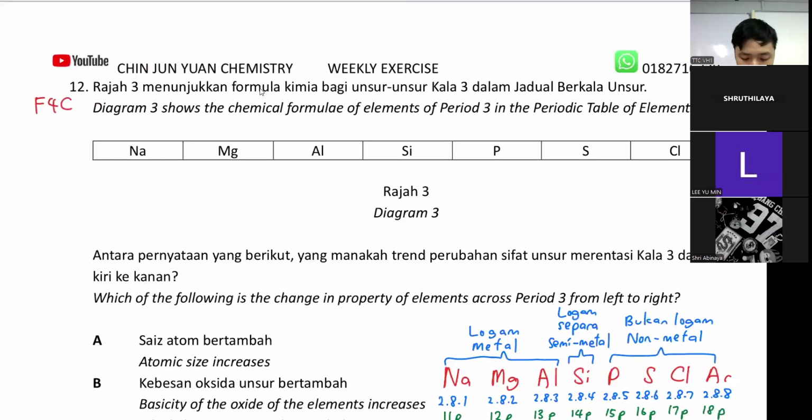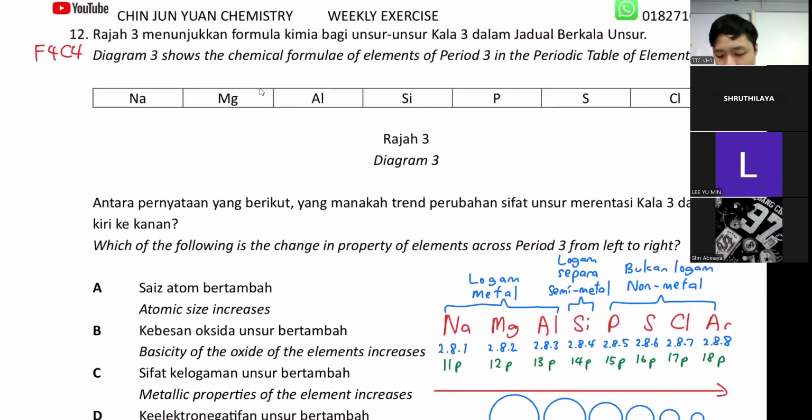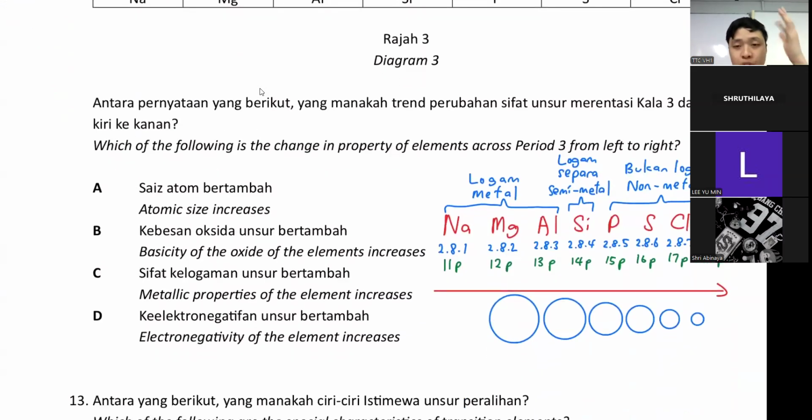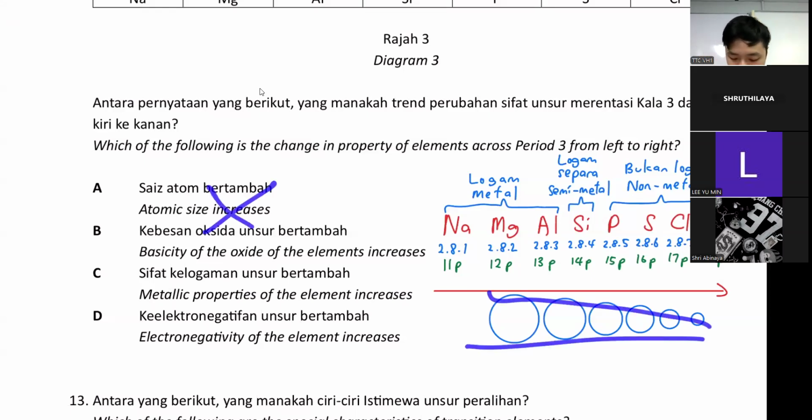for chapter 4. Diagram 3 shows the chemical formula of elements of period 3 in the periodic table of elements. Which of the following is a change in property of elements across period 3 from left to right? So, I show you the trend idea here. You got 8 elements in period 3: sodium, magnesium, aluminum, silicon, phosphorus, sulfur, chlorine, argon. Okay, so size from left to right decreases, not increases. Wrong. Okay.